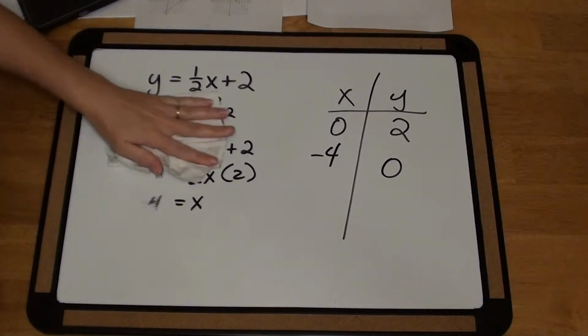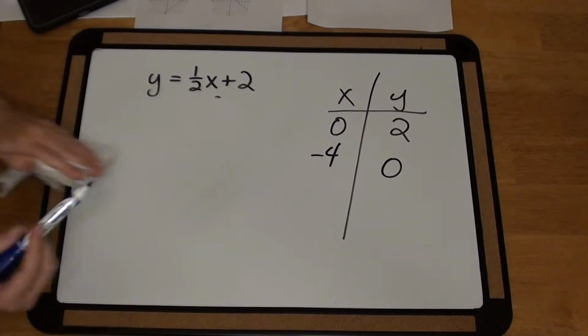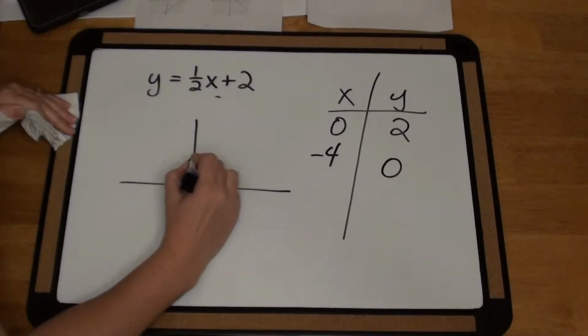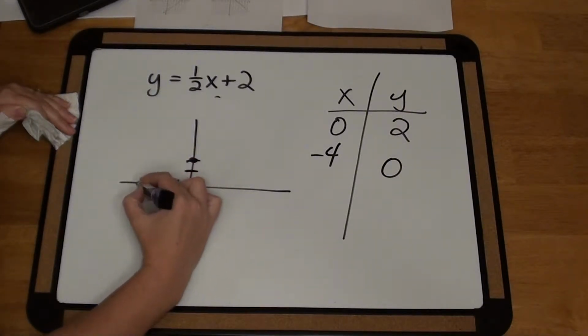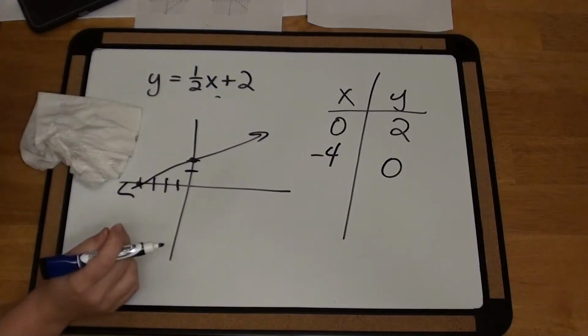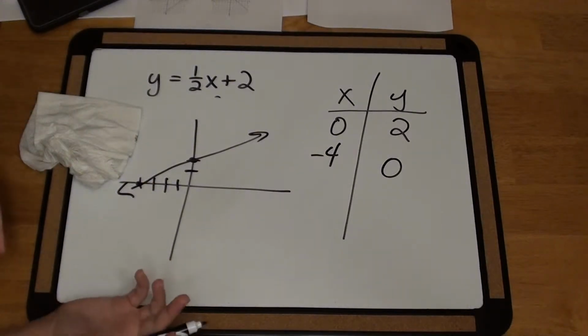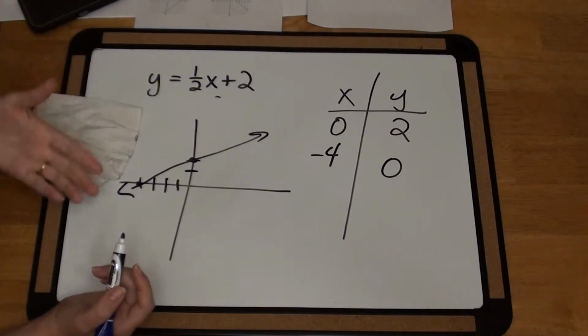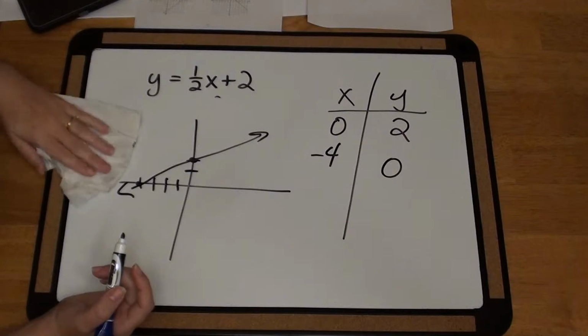And I would simply plot them on a graph now. So (0, 2), (-4, 0). Draw my line, and I'm done. So for doing these, you can use the slope-intercept stuff, but what you need to remember is that you can always graph a line with 2 points. Get 2 points, graph it.